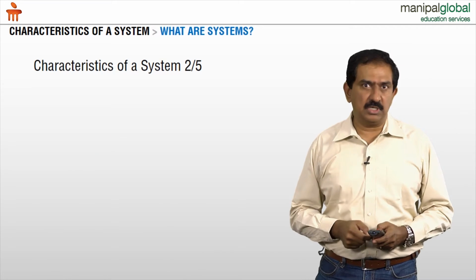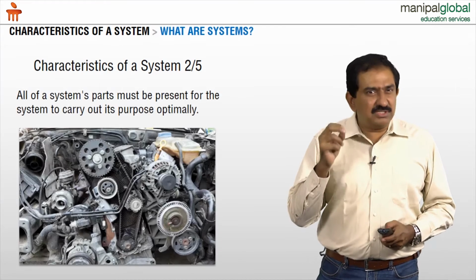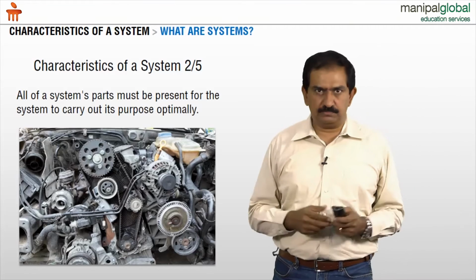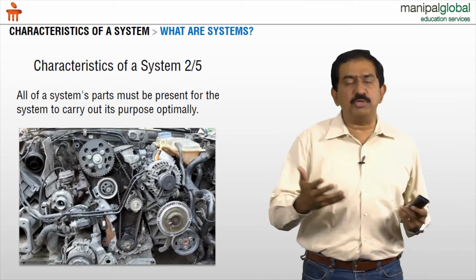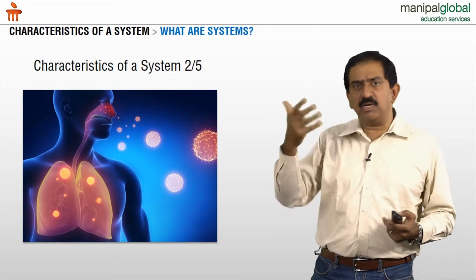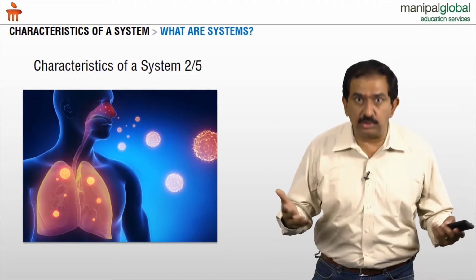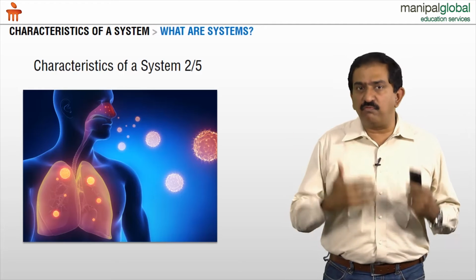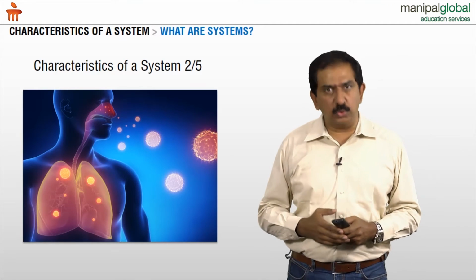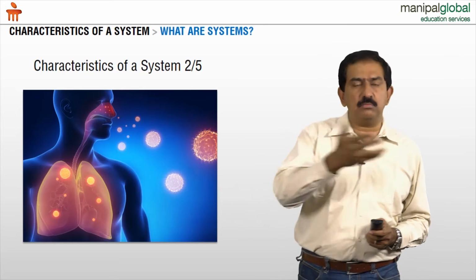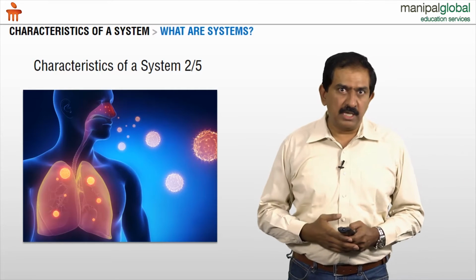Characteristic number 2. All of the system's parts must be present for the system to function. So, for example, I cannot be walking around here without my lungs. I've left it at home, I'm coming back tomorrow to pick it up. No, doesn't work. The human body requires all of its parts to function like a human body would. This is characteristic of whether it's an animate system or an inanimate system.